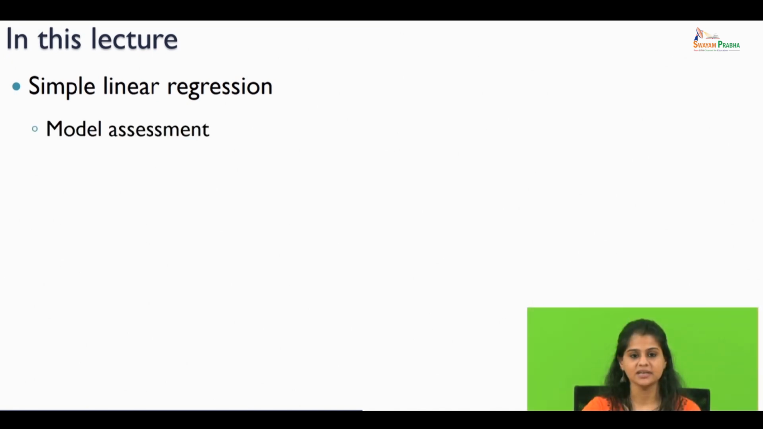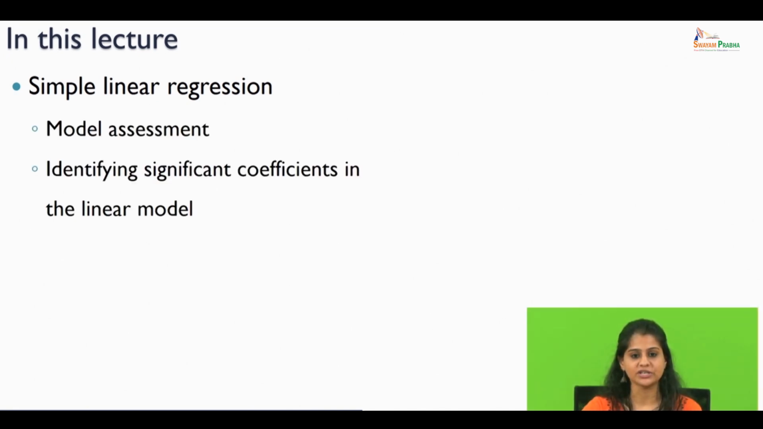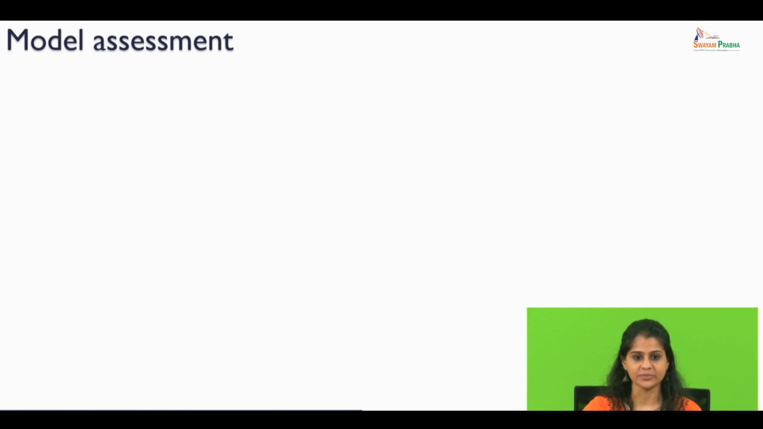So welcome to the second lecture on implementation of simple linear regression using R. In the last lecture, we saw how to read data from a text file, how to visualize the data, how to build a linear model, and how to interpret it. In this lecture, we are going to look at simple linear regression model assessment. As a part of this, we are also going to look at how to identify significant coefficients in the linear model. Now let's start with model assessment.